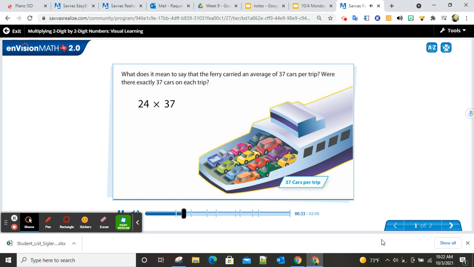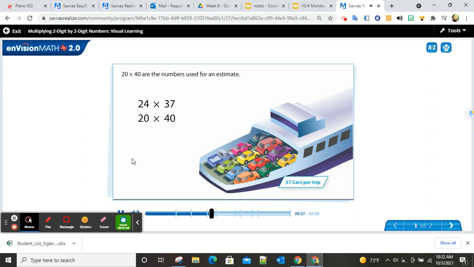What does it mean to say that the ferry carried an average of 37 cars per trip? Were there exactly 37 cars on each trip? An average is not an exact count. Some trips had more or less than 37 cars, but each trip had about 37 cars. What numbers would you use for an estimate? Remember, you can use estimation to get a ballpark number for your product, and that will help you check yourself for mistakes. 20 times 40 are the numbers used for an estimate.